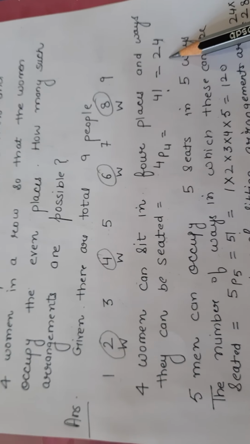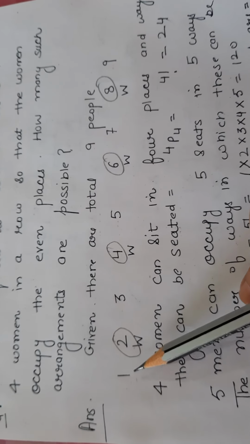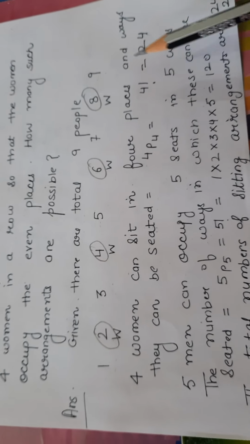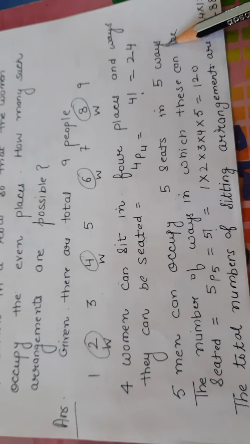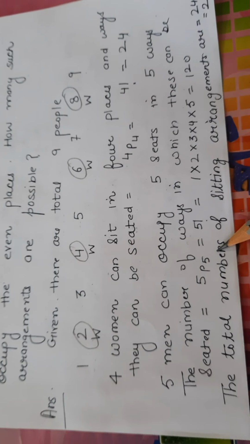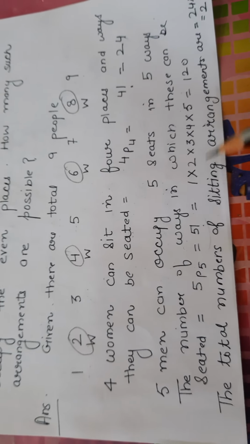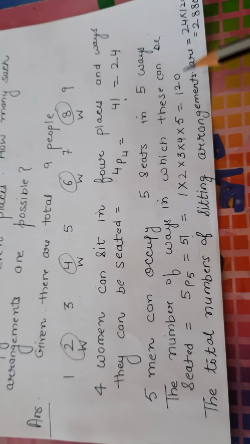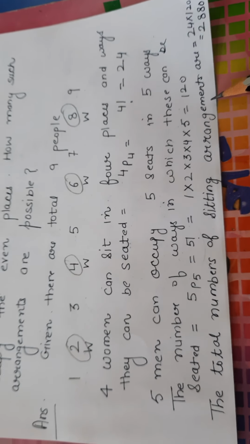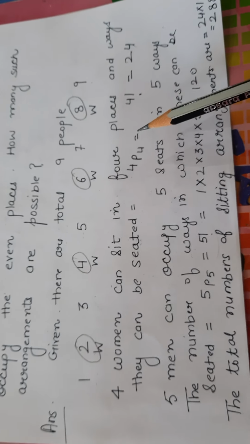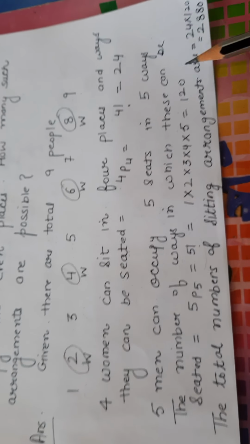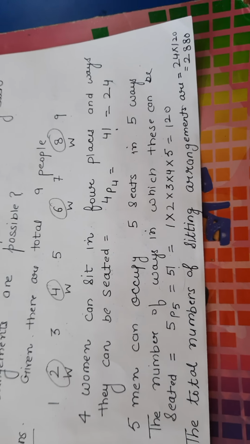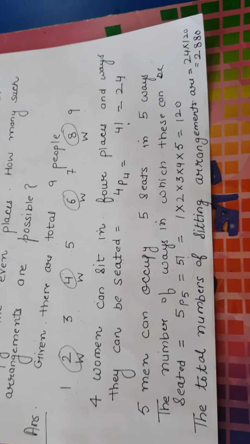Answer will be 24. And again for men, 1, 2, 3, 4, 5. So you have a total of 5 places. So these 5 men can be arranged in 5P5 ways. That means this is 5 factorial. This is 1 into 2 into 3 into 4 into 5, 120. So the total arrangements are the arrangements of women multiplied with the arrangements of men. Multiply these two, 24 into 120. So your answer is 2880.